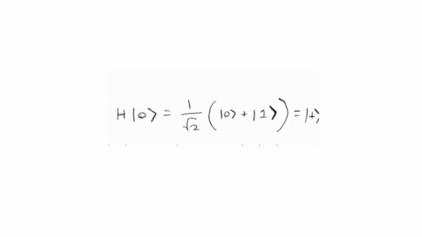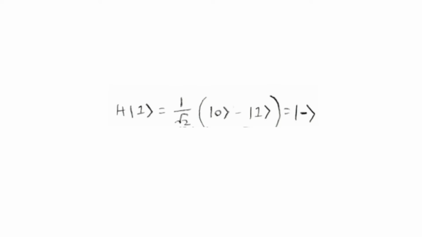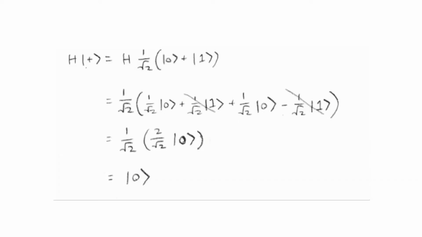That's the plus vector. The minus vector, which is what happens if you pass a 1 into the Hadamard gate, is 1 over root 2, 0 minus 1 over root 2, 1. And then if you pass either of those back into the Hadamard gate, they end up canceling out, and you get back either 0 or 1, which is really cool.